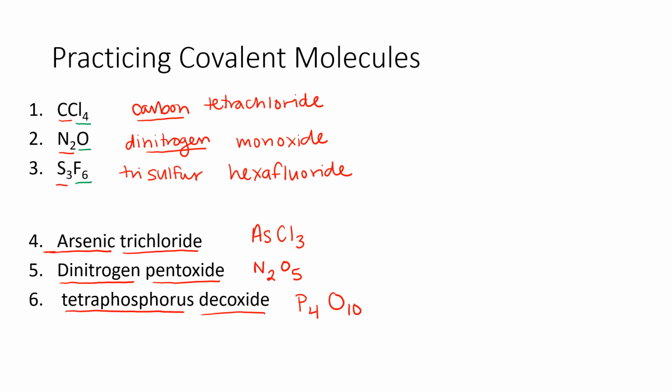So something that's different in covalent molecules than what we saw in ionic molecules, such as binary and ternary naming, is that we can never reduce the subscripts in covalent naming.